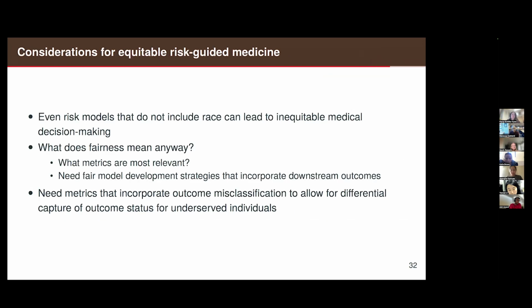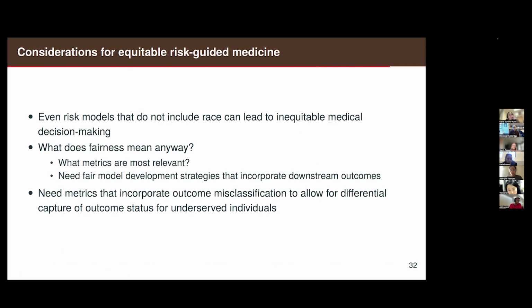So when I look at these results, the conclusion that I take away is that even a risk model that doesn't include race leads to inequitable medical decision-making, but it doesn't necessarily lead to unfair medical decision-making. We see big differences across race, but perhaps those differences are appropriate given differences in the underlying risk distribution of different groups, differences in cancer prognosis, and so on.